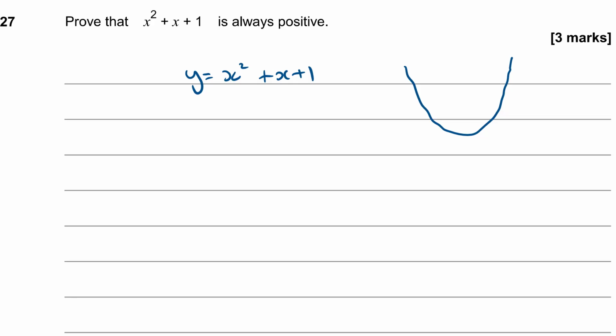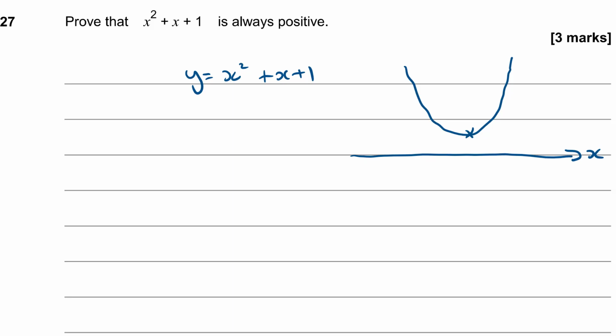And if it's always positive, it means it is always above the x-axis. Don't know where the y-axis will be. So how can we prove then that that quadratic curve or that parabola is always above the x-axis? Well, if we can find this point here, the lowest point on the curve, and show that that is positive, then we can say that x squared plus x plus 1 is always positive. So how do we find the turning point of a quadratic?